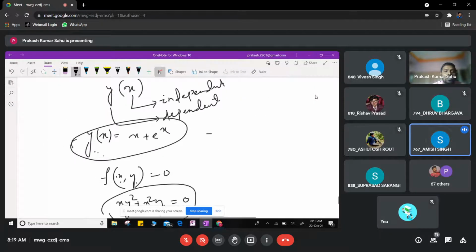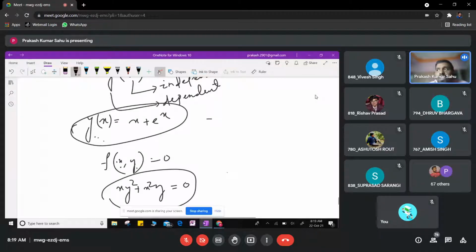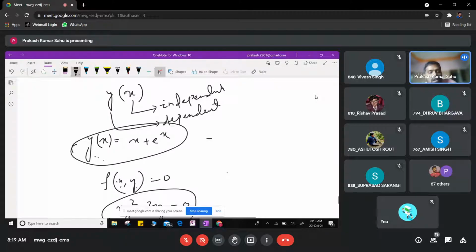Explicit form means what? Suppose y is a dependent variable and x is the independent variable. When you write the dependent variable in terms of only the independent variable, that means y(x) is a function of x only. That is, you can write y is equal to x plus e to the power x. Your right hand side is always a function of x only. Because y can be written in terms of x, we can say this is explicit form.